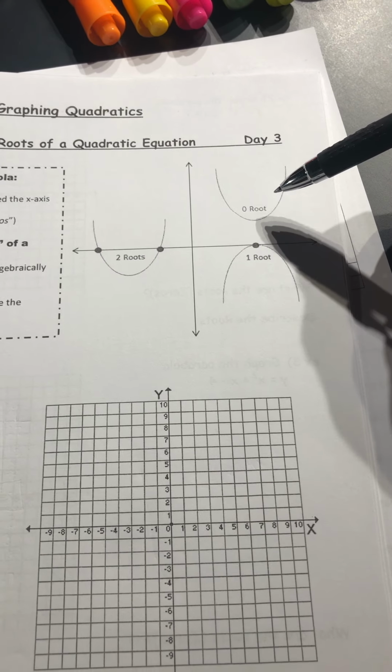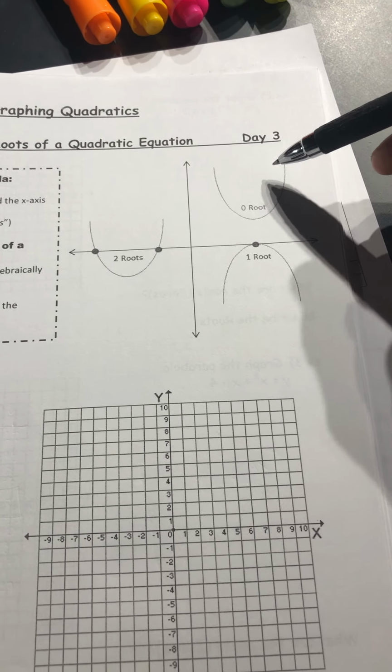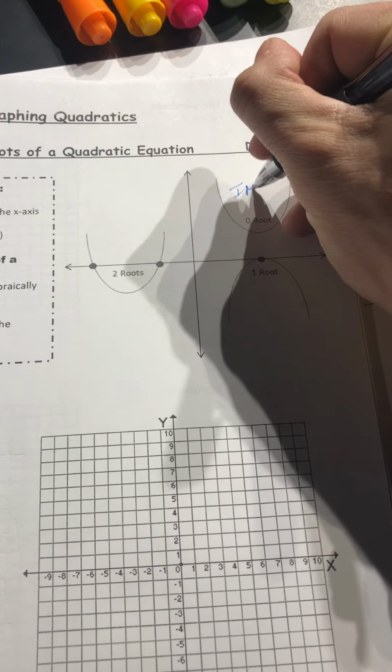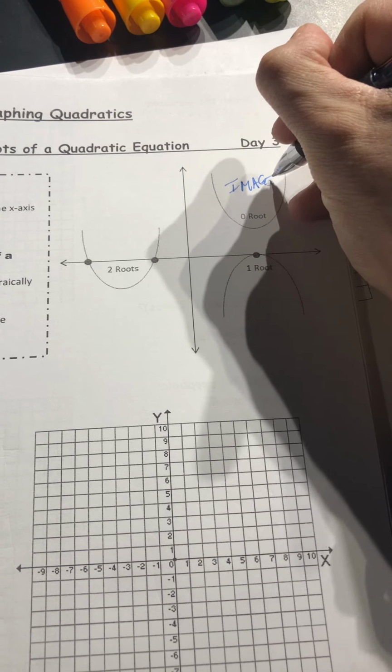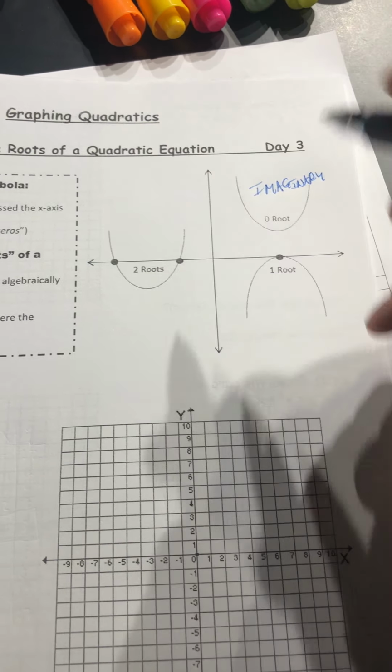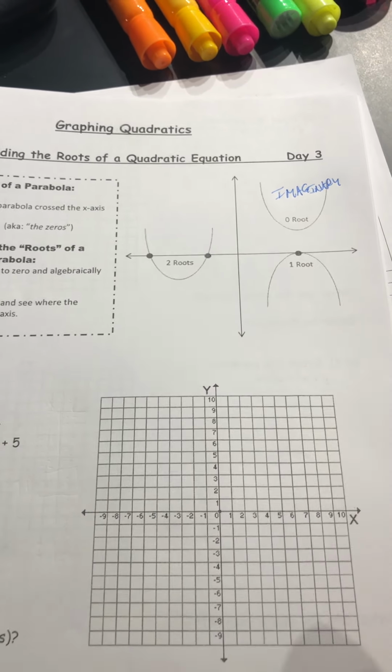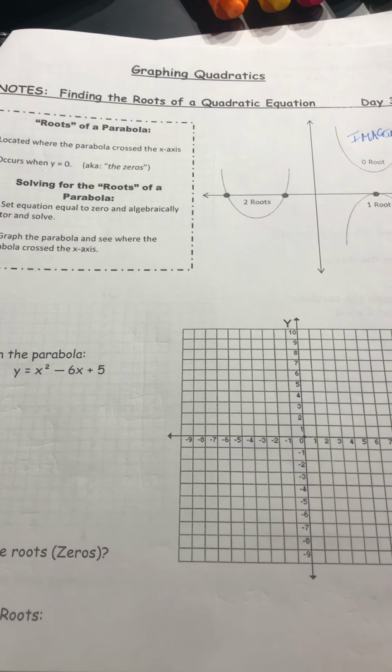Take a look here. This would be 0 roots. This would be imaginary, so I'm just going to write that here. These would be imaginary roots. These would be 2 roots, and this would have 1 root. That's where the parabola crosses the x-axis.